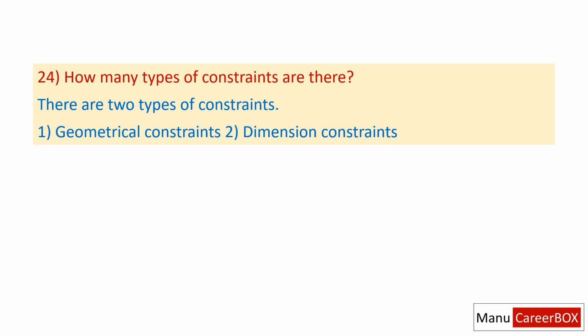24. How many types of constraints are there? There are 2 types of constraints. 1. Geometrical constraints. 2. Dimension constraints.